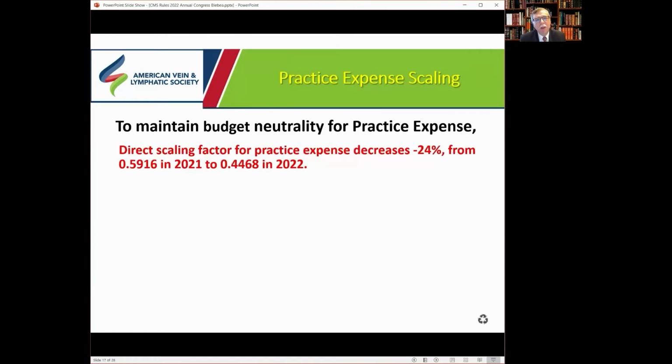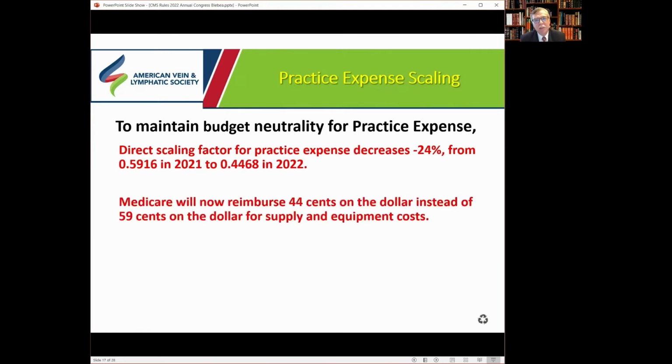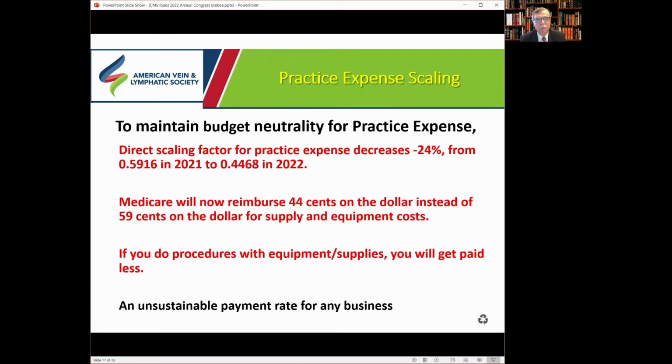Well, in order to maintain that fixed one, there's another correction factor, a scaling factor that's going to decrease by 24%. Okay? And what that means is that for your supplies and equipment, Medicare will reimburse you only 44 cents on the dollar instead of 59 cents for these costs in the office. So if you do procedures with equipment and supplies, as most venous specialists do, you will get paid less. This, for any business, is unsustainable.